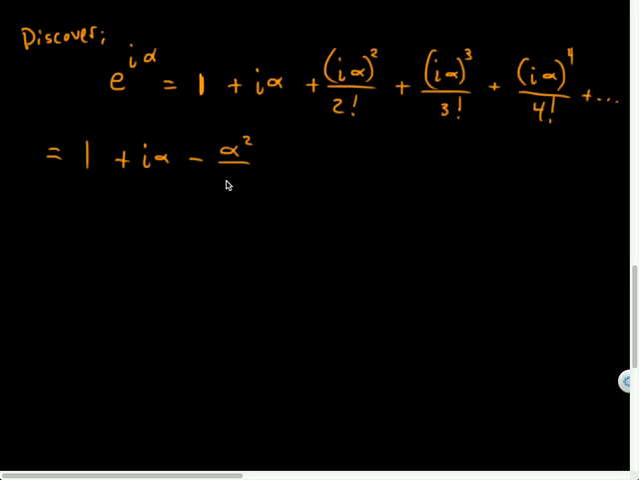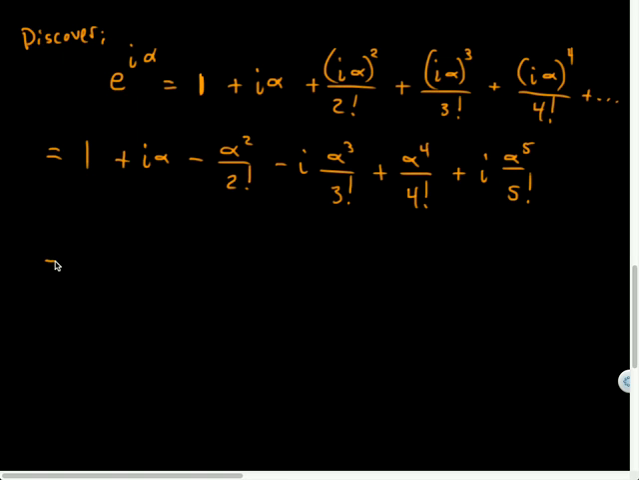The next ones will have alpha. Okay, what is i cubed equal to? Negative i. So minus i alpha cubed over 3 factorial. What is i to the 4th equal to? 1. So plus alpha to the 4th all over 4 factorial. What is i to the 5th equal to? i, just regular old i, so this would be plus i times alpha to the 5th over 5 factorial.